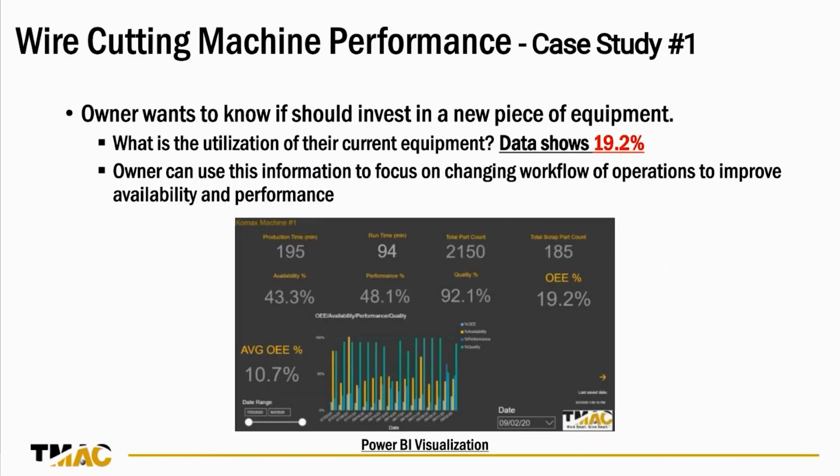So, what was the utilization of the current equipment? After monitoring the system for several weeks, we found that the data showed the OEE was about 19%. So the owner can use this information to focus on changing their workflow of operations to improve the availability and performance. So in this situation, maybe the best answer wasn't, let's get another wire cutting machine. The better answer would be, let's look at the process and get more utilization out of our existing assets.